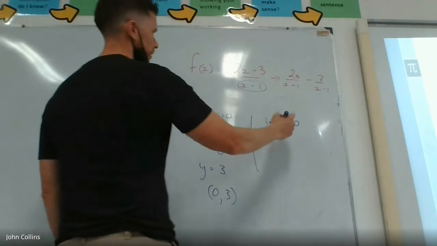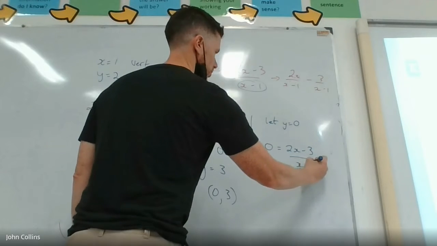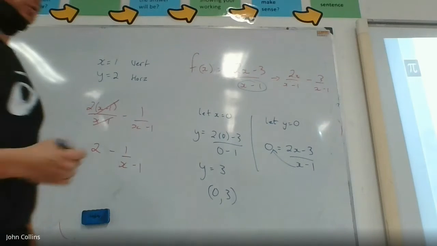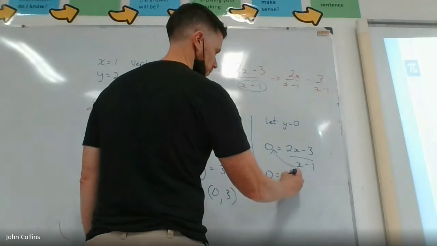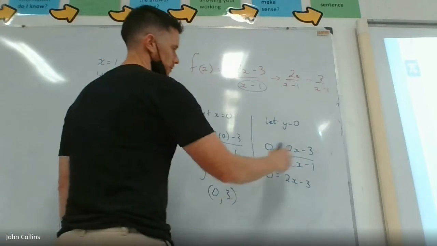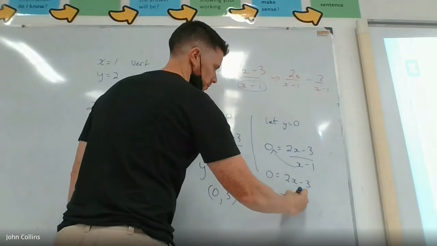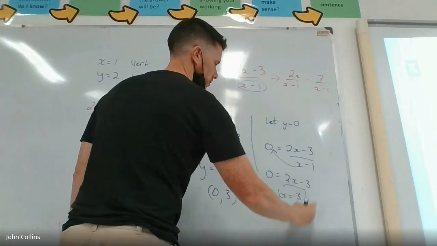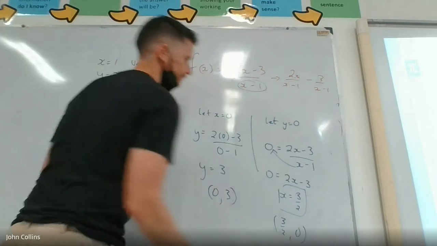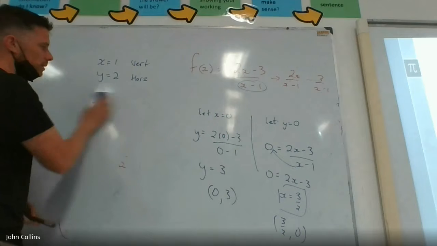This one, let y equal to 0. So that means 0 equals 2x minus 3 all over x minus 1. When I multiply both sides by x minus 1, that'll just go to 0 anyway. Multiply it up. Add 3 to both sides, and you get x is 3 over 2, I think, to finish. My point then is 3 over 2 and 0. And that's now enough information to draw a graph.